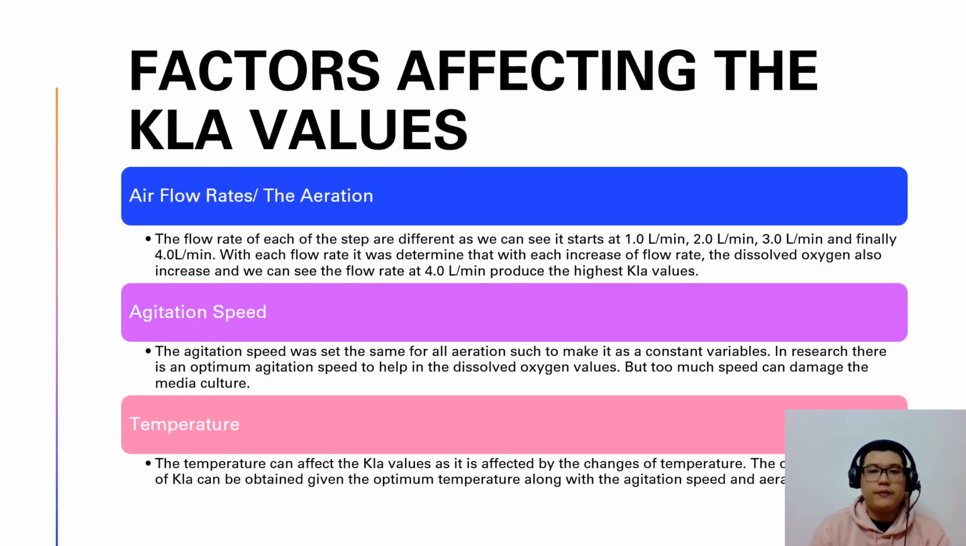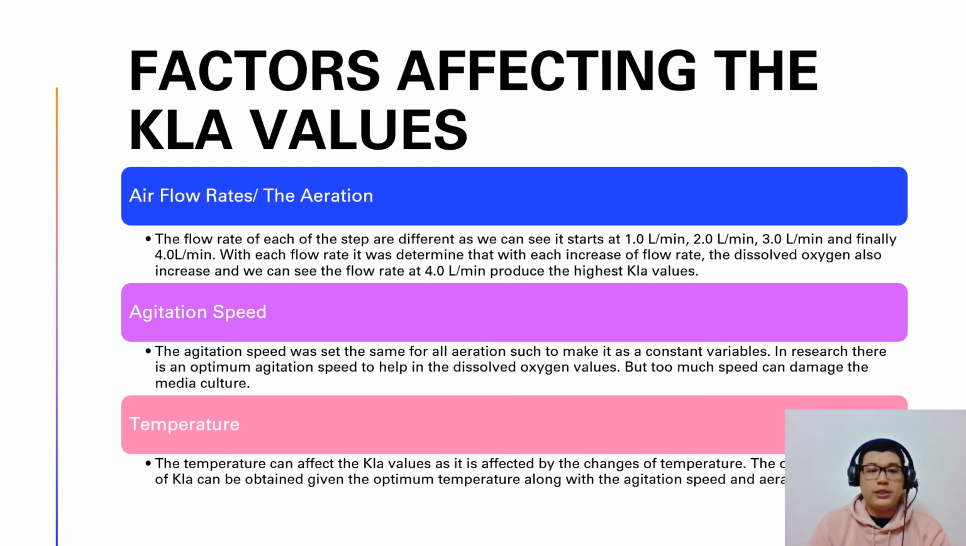Now there are a few factors affecting the KLA values: airflow rate, agitation speed, and also temperature. For the airflow rate, as I mentioned before, it starts from 1.0 up until 4.0 liters per minute. With each increase of the flow rate, it was determined that the dissolved oxygen also increases, and we can see the flow rate of 4.0 produces the highest KLA value, which is 36.36.